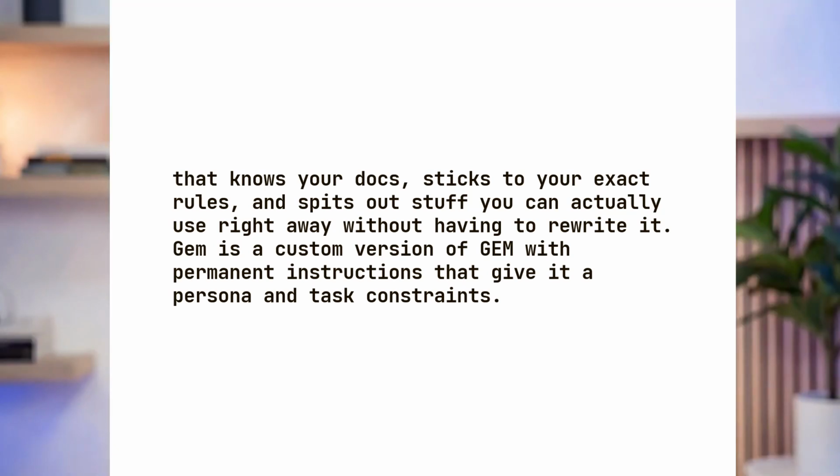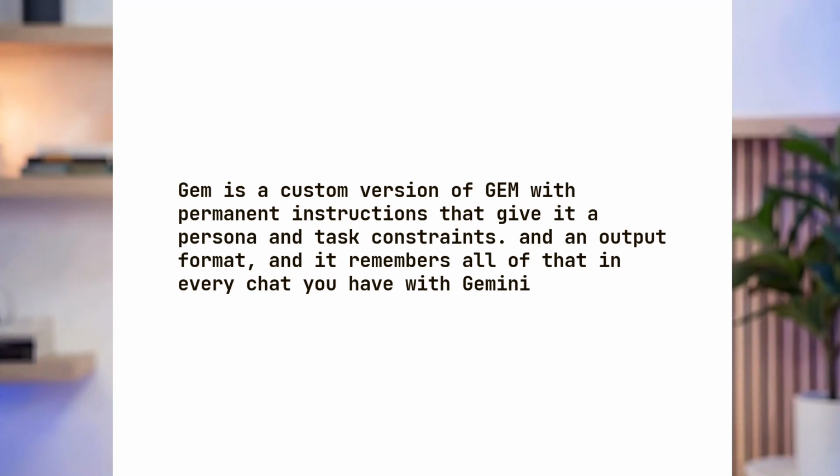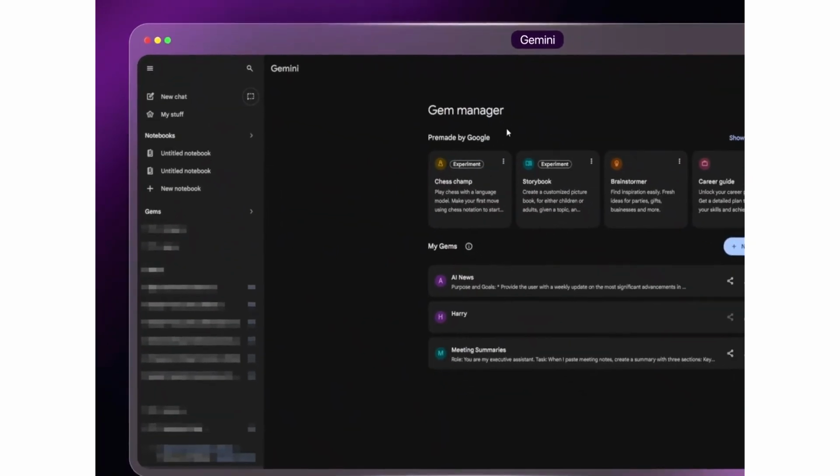A Gem is a custom version of Gemini with permanent instructions that give it a persona, task constraints, and an output format, and it remembers all of that in every chat you have with Gemini.